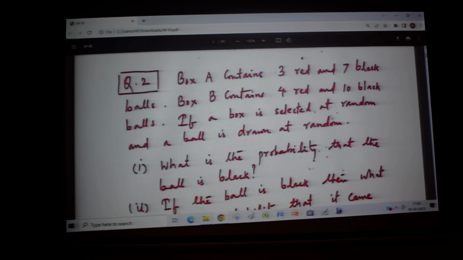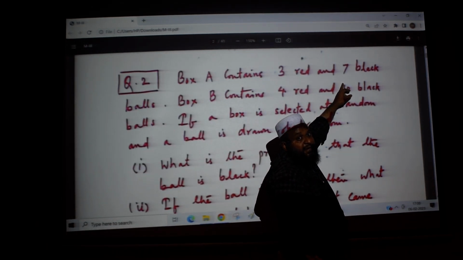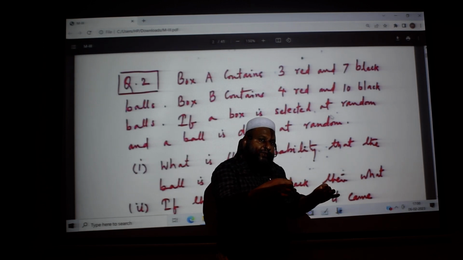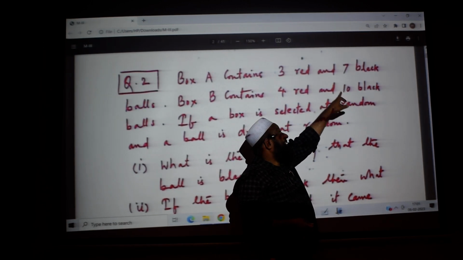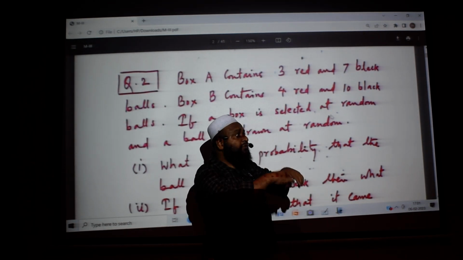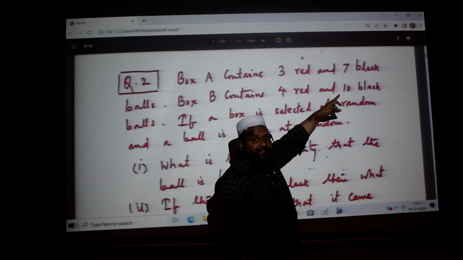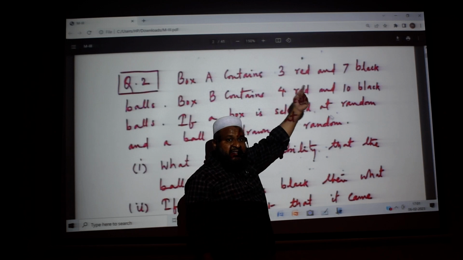Box A is containing 3 red and 7 black balls. Because one ball is selected, that we need from 7, and 7 chances are there to get a black ball. But total balls are how much? 3 and 7, so 10. So what is the probability of getting a black ball? 7 by 10.